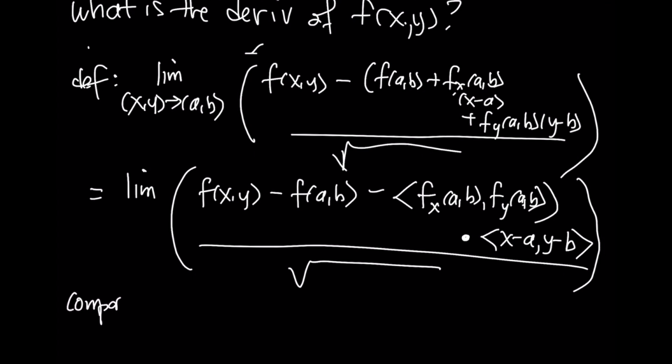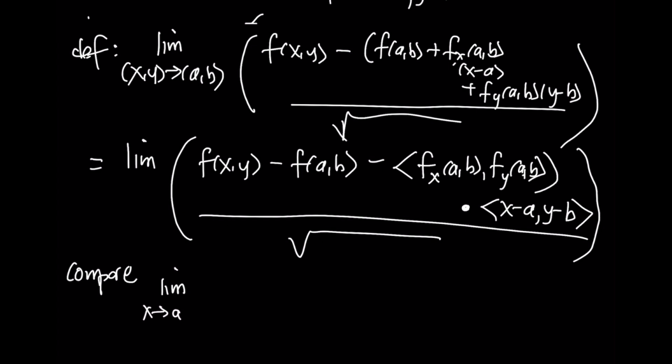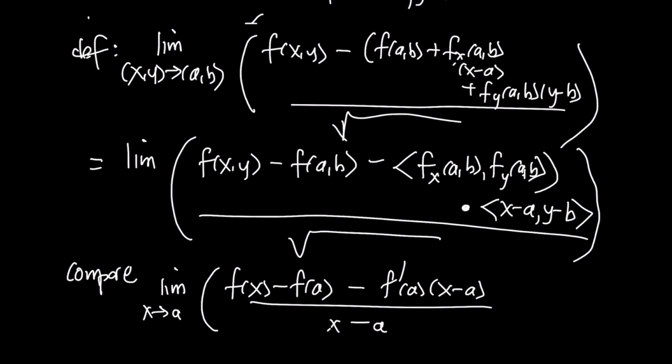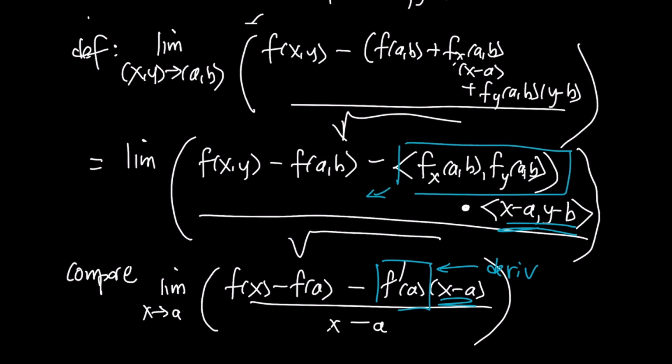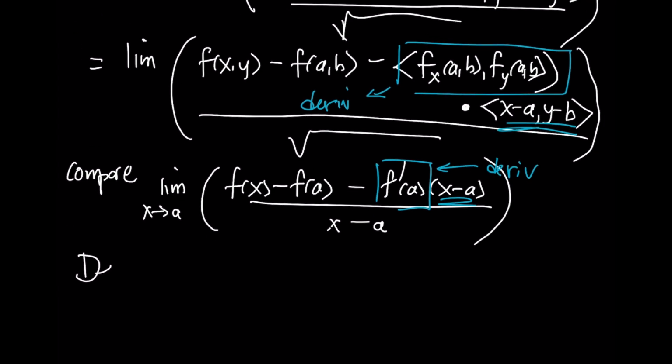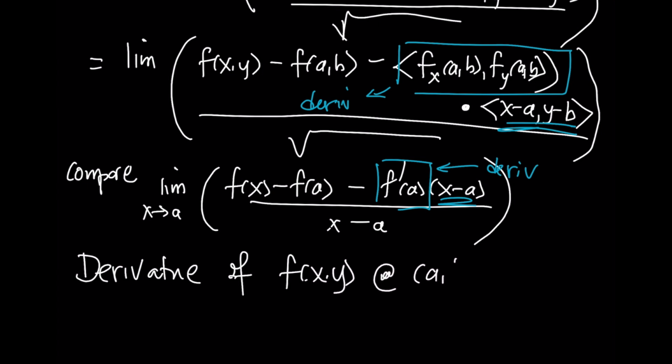If you compare this with the single variable definition of f prime, f of x minus f of a, subtract f prime of a times x minus a, all over x minus a, the term in front of that difference is what we called the derivative. Well, by the same token, the term that's multiplying this thing right here is what we are going to call the derivative. So that means the derivative of f of xy at the point AB is this vector of partial derivatives at the point that we are interested in. Now, this vector is going to come back again later on in the course.